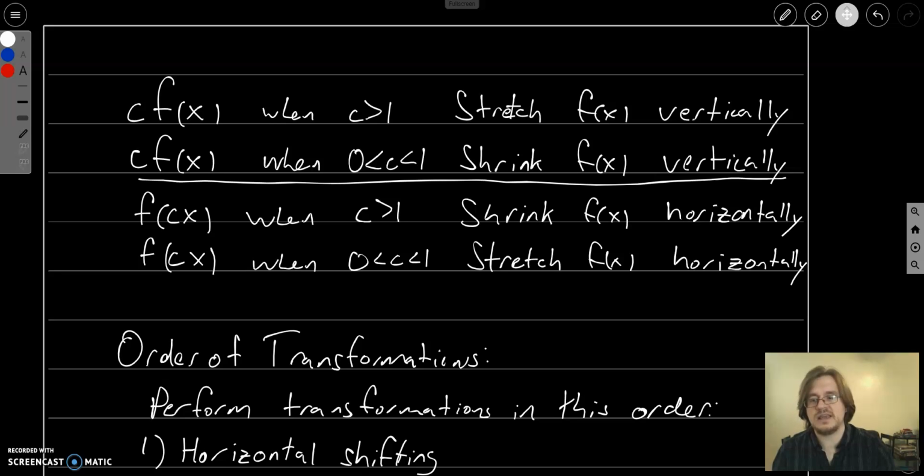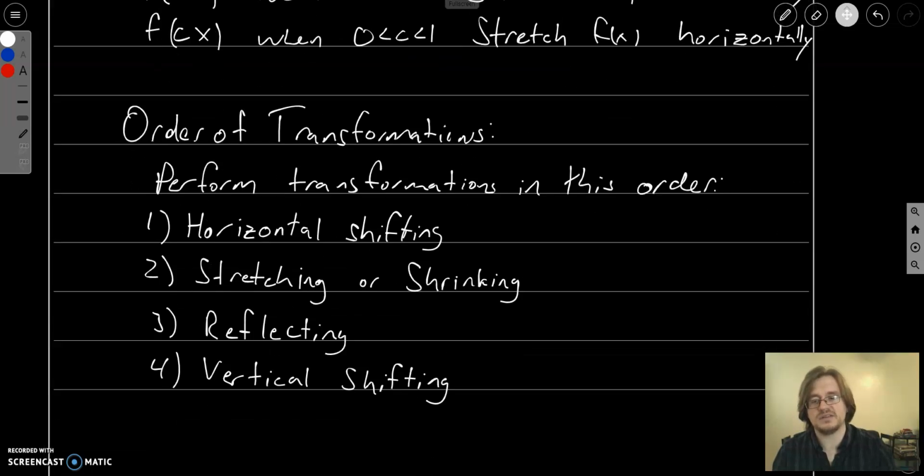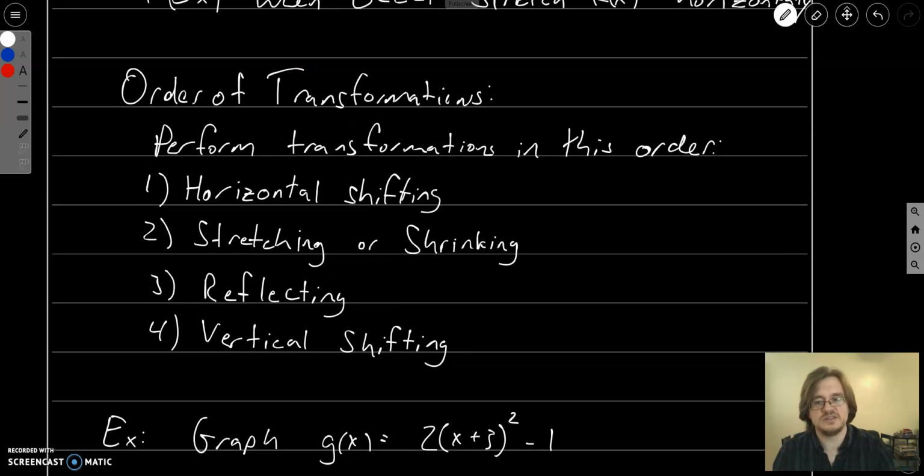So keeping all this in mind, there is an order that you'd want to perform transformations in. When we look at an example, which we will in a second, we want to take into account all the horizontal shifting first, then all of the stretching and shrinking. Then we'll see if we've reflected about the x-axis or y-axis to see if we've flipped anything over. And then at the very last step, we will see if we shift up or down.